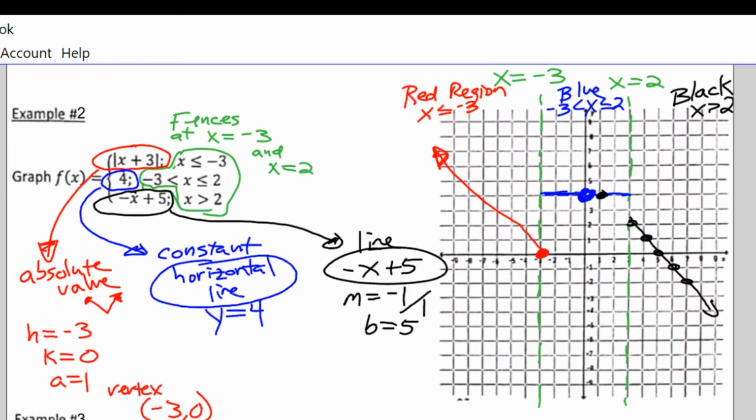Okay, now let's talk about ownership of the fence. Here you'll see that the red absolute value function owns the fence at -3. So red is going to get a nice closed circle. Blue will get an open circle. And then my bar for the 2 is owned by the blue constant function. So here, the blue will get a nice solid circle on my fence that exists at x equals 2, whereas the line will have to settle for the open circle. All right, so that graph is complete.